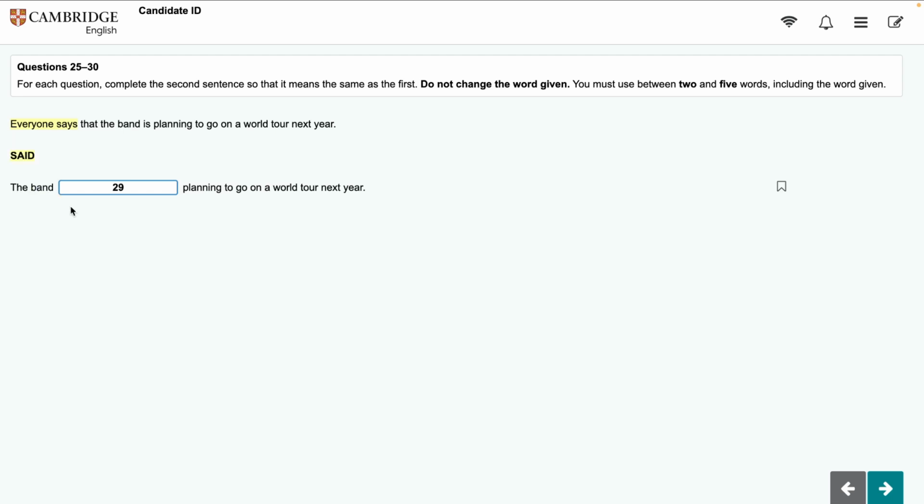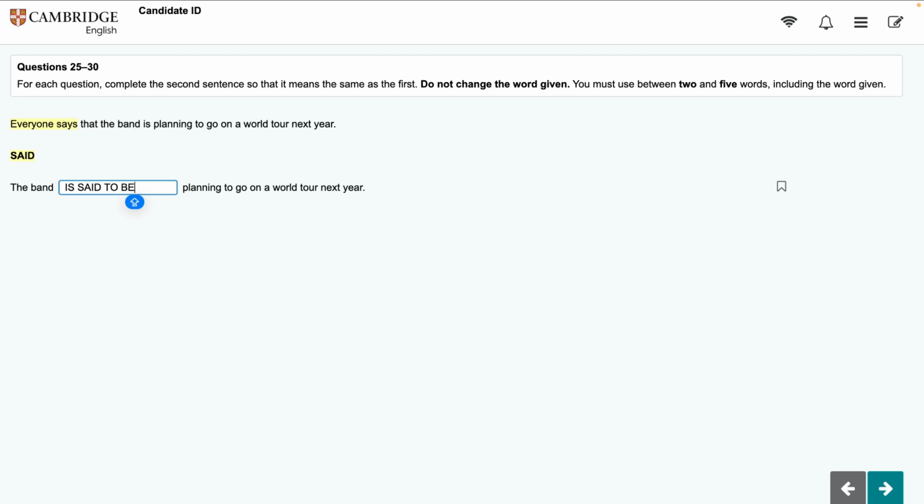So, the answer must be the band is said. I'm gonna keep the present passive structure is said, right? Because I've got everyone says, so it must be in the present simple. The band is said. And now we need the infinitive of the verb is, right? Is planning, is said to be planning to go on a world tour next year.